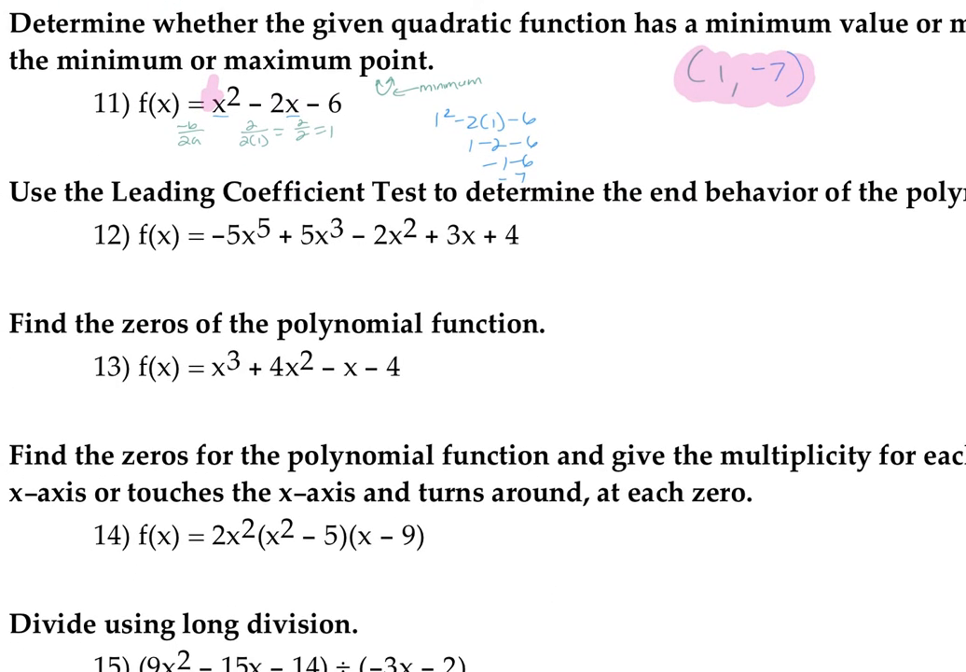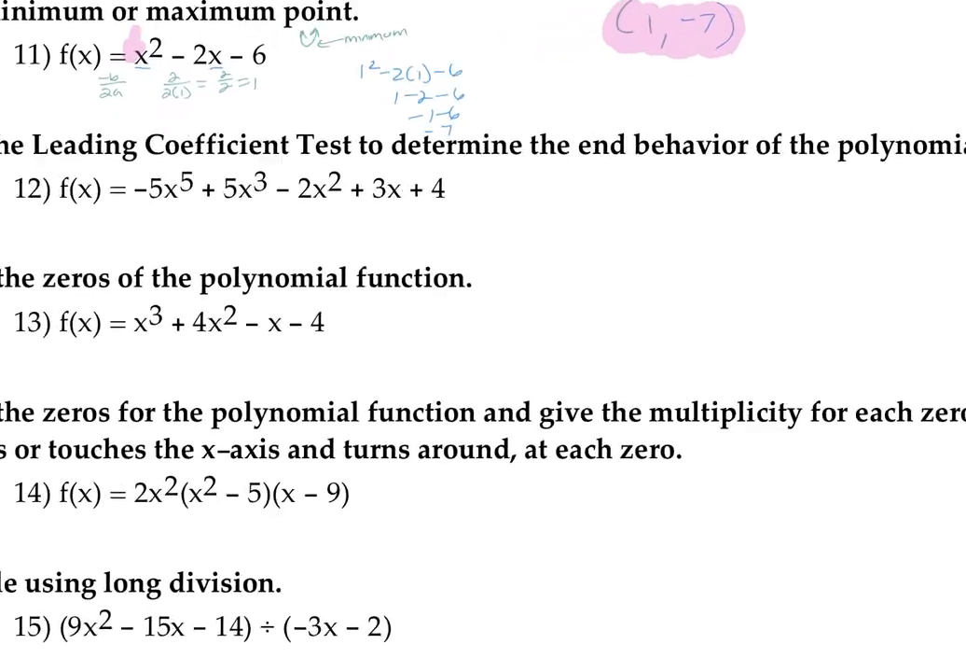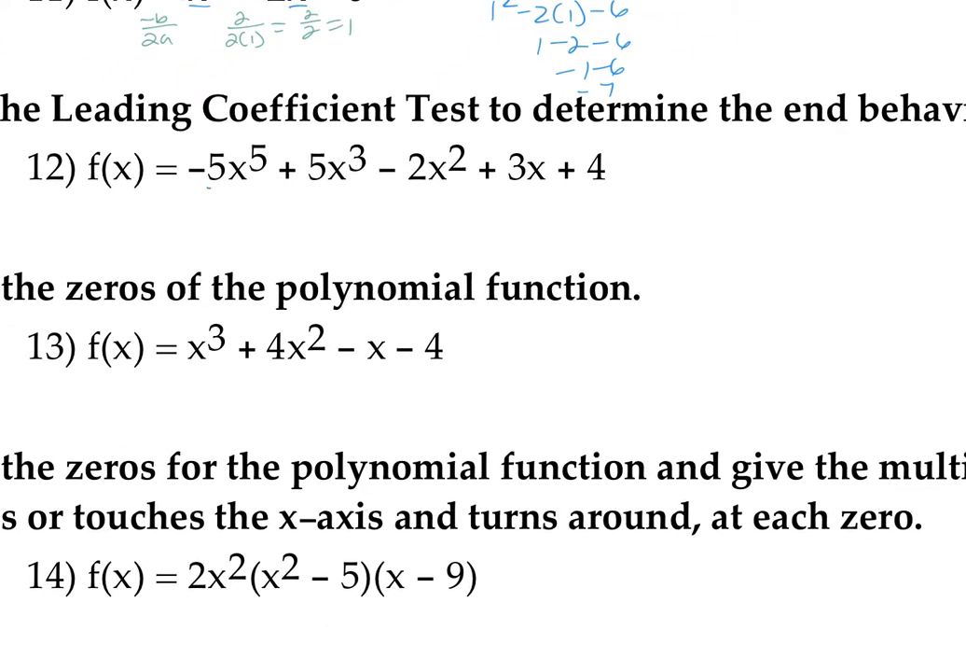Number 12 says, use the leading coefficient test to determine the end behavior. So you want to look at the term with the highest exponent, which is here. It's odd, which means one's going to go up, one's going to go down. And then because it's negative, I know it rises left and falls right.